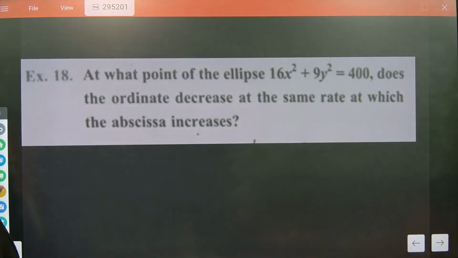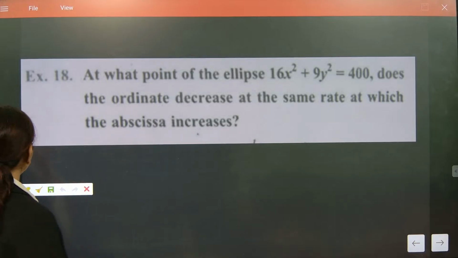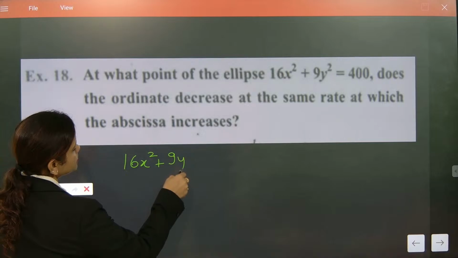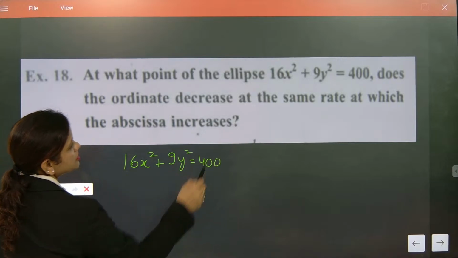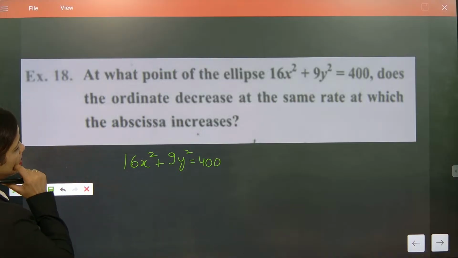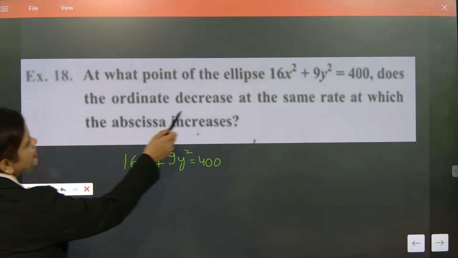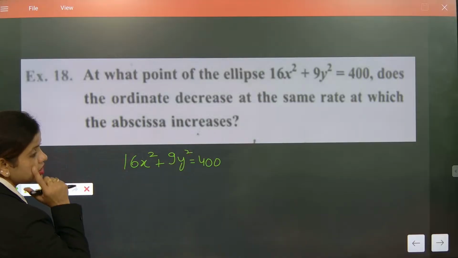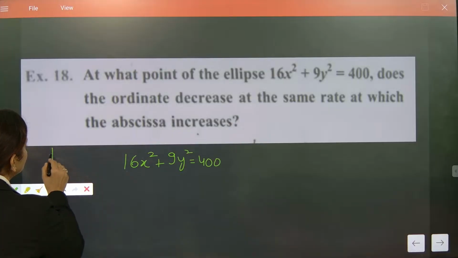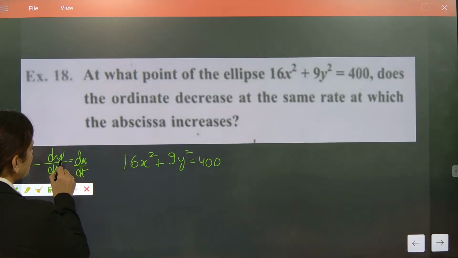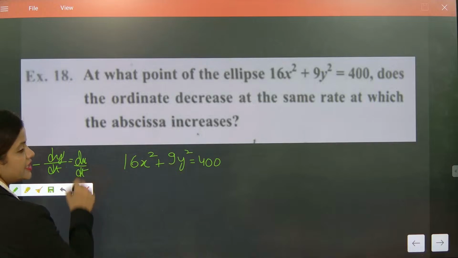First, to understand this one, this is exactly an ellipse. So the equation of the ellipse will be written as 16x square plus 9y square is equal to 400. This is the equation of the ellipse. Now they are telling that the decrease of one is the increase of the other. So the ordinate is decreasing and the abscissa is increasing. So dy by dt is equal to minus dx by dt. Understood now? Ordinate is the y-axis. Abscissa is the x-axis.